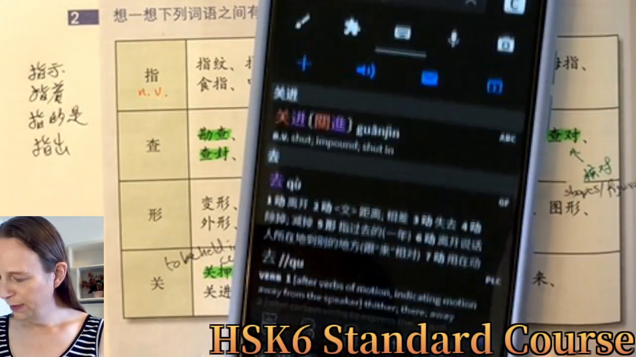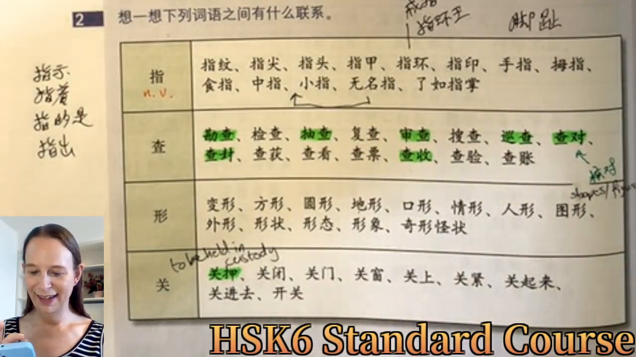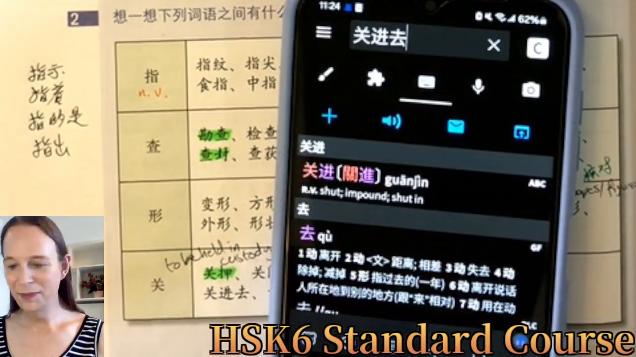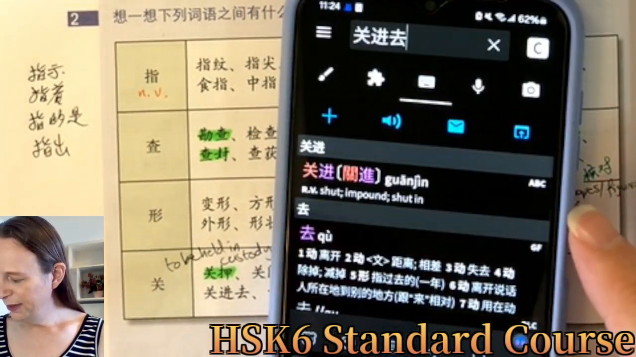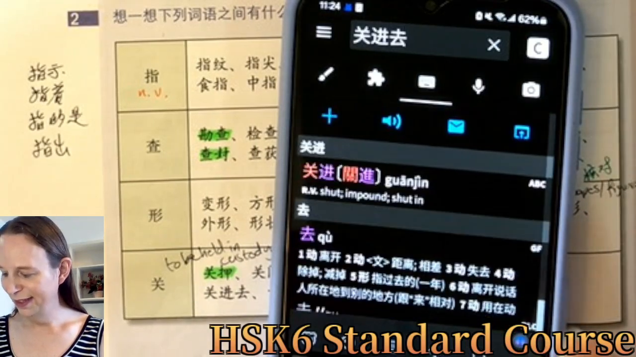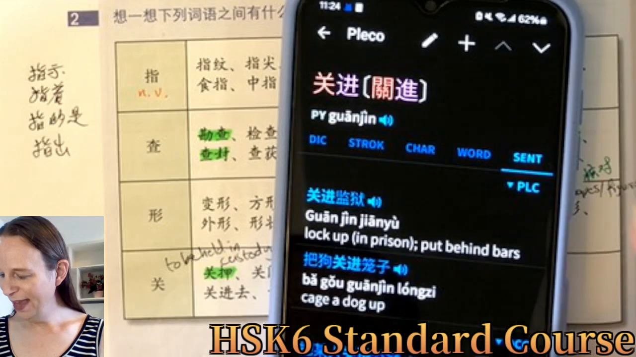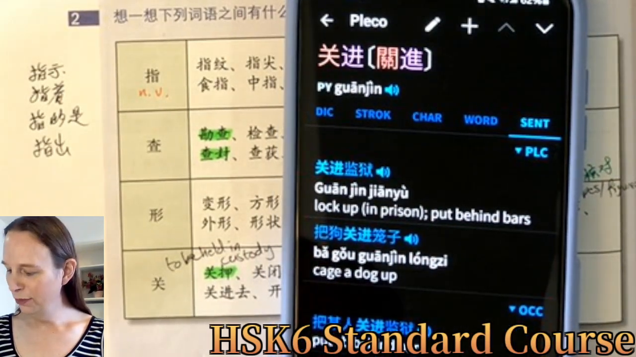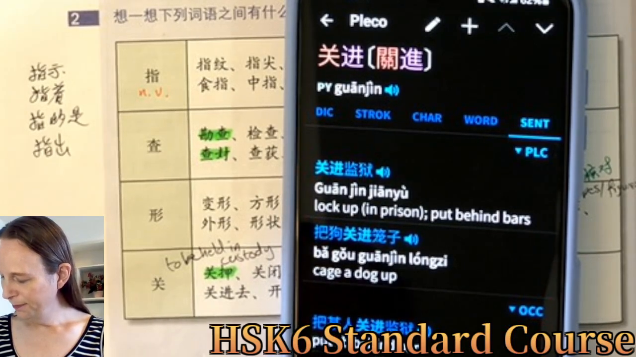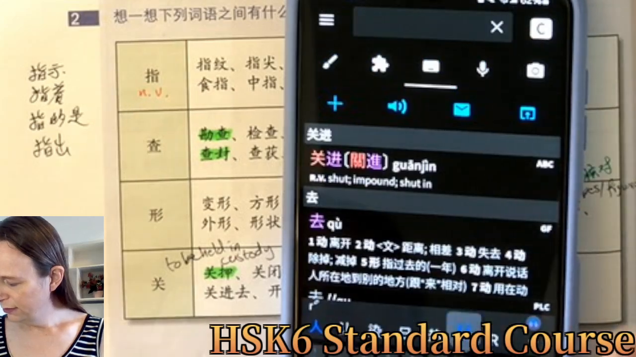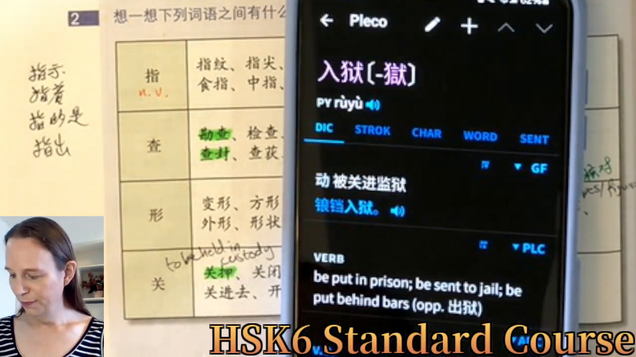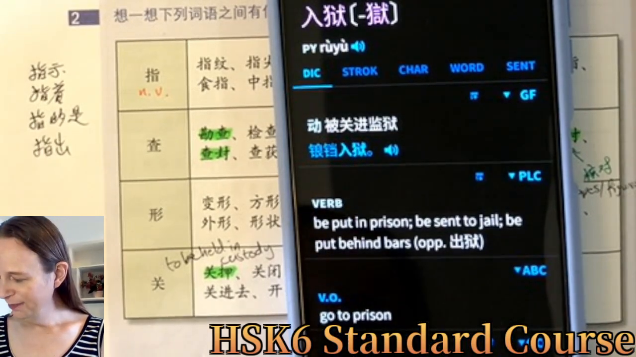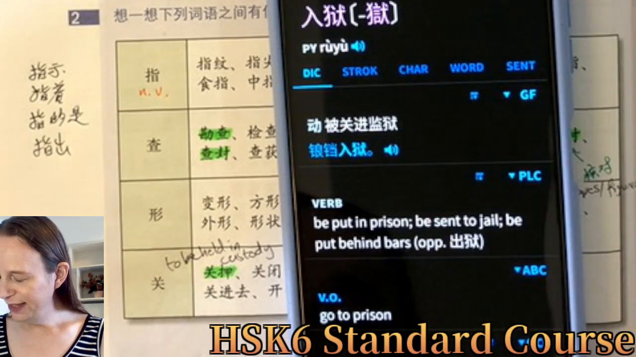关进去. Oh, no, push that button. Push the button that shows my email. 关进去. I don't know. 关进, shut in, impound. 关进监狱. You can just say 入狱, right? 入狱. I don't know. That seems alright. 入狱. 被关进监狱. Yeah.